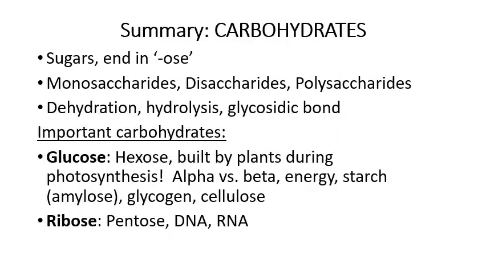All right, so to summarize everything we talked about today, we talked about the carbohydrates and how they end in the suffix "-ose", and how you have monosaccharides, disaccharides, and polysaccharides. We talked about how you synthesize them by dehydrating them and break them apart through hydrolysis. And when you put together 2 monosaccharides, the covalent bond that is formed is called a glycosidic bond. And the 2 most important carbohydrates that you need to know are glucose and ribose.